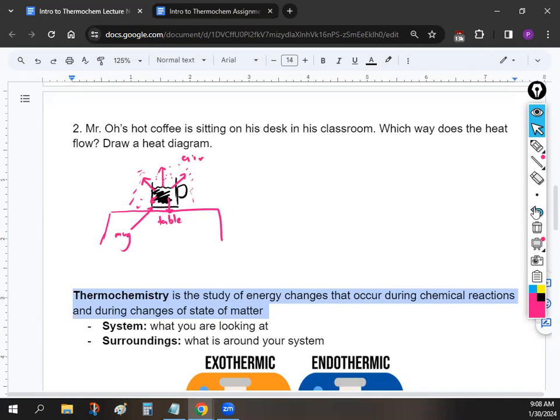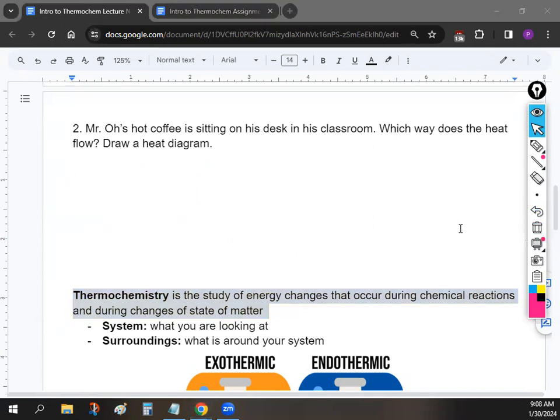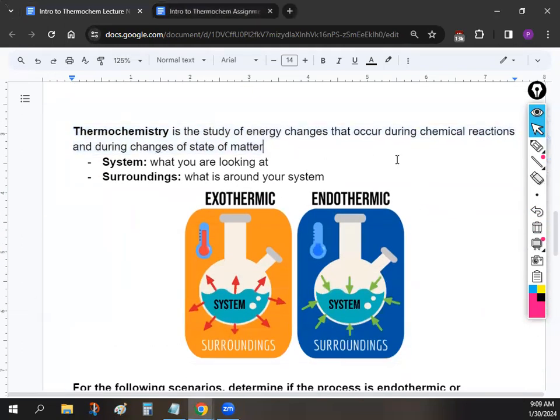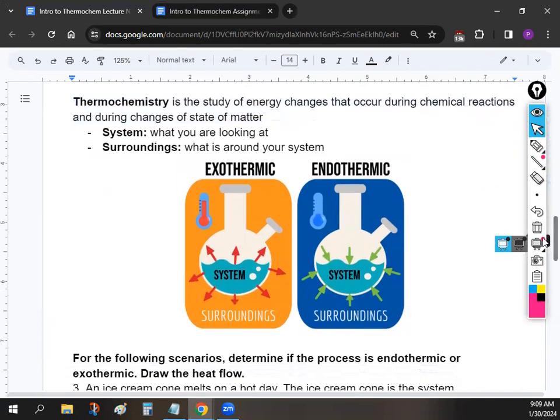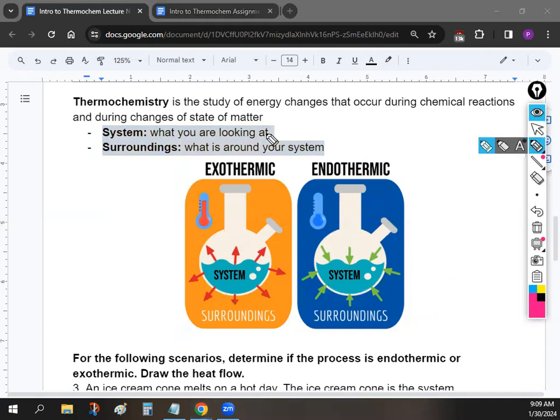Now, before we go into the last part for today, we're going to do two last definitions. When we are looking at these thermochemistry problems, it's very important that we define these two things, and make sure you write both of them down. We always need to define what the system is, and the system is very simple. It's just what we're looking at. Typically in this unit, it's going to be the chemical reaction. The chemical reaction is going to be your system, and the surroundings is just what is around your system.